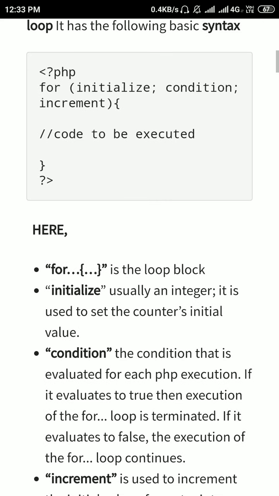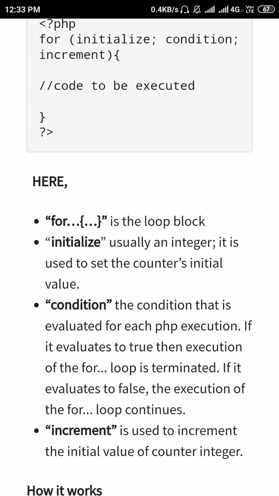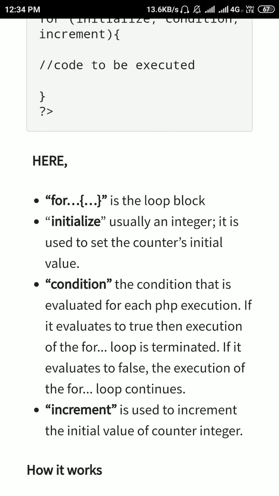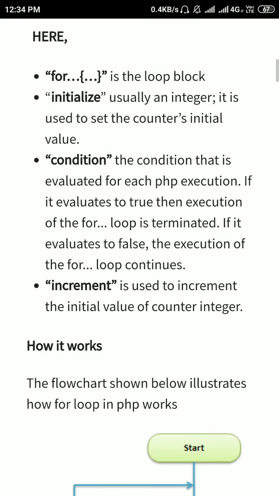So here, for is the loop block. Initialize is usually an integer. It is used to set the counter's initial value. Condition is evaluated for each PHP execution. If it evaluates to true, then the execution of the for loop continues. If it evaluates to false, the execution of the for loop is terminated. Increment is used to increment the initial value of the counter integer.